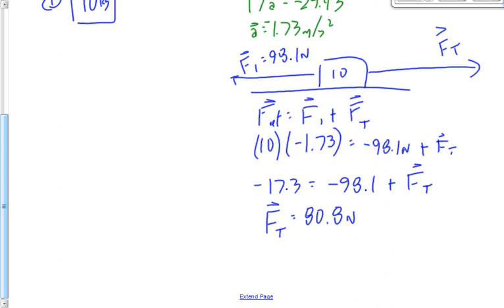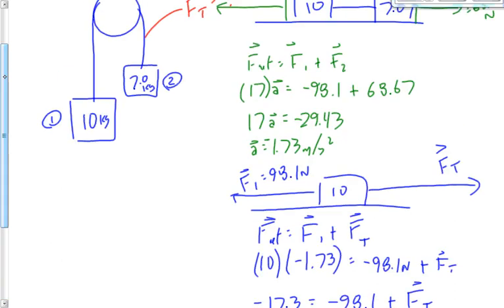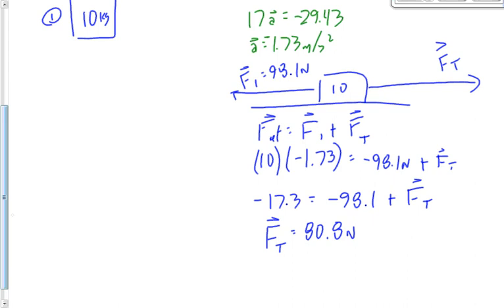We should actually round that to how many digits? Let's go back to our original data. Final answer should be 2 digits. 2 digits here, 2 digits here. Final answer should be 2 digits. So we're going to say 81 newtons. Now it's a positive value, which it should be, right? It should be, because the way I had my free body diagram, Ft is drawn to the right.